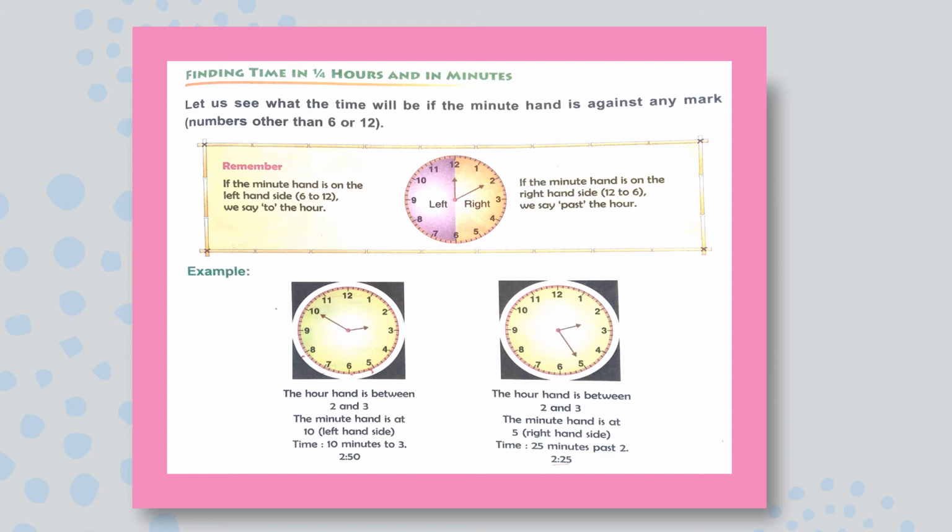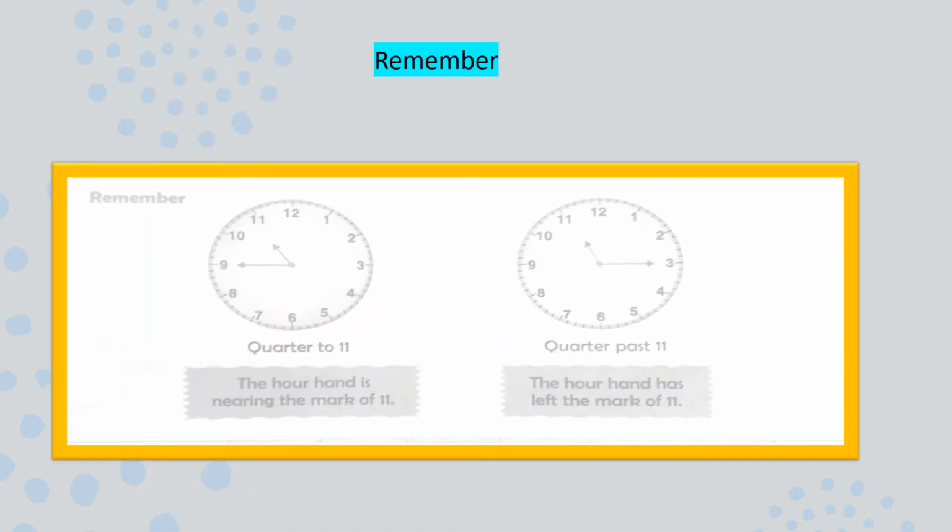Next example. The hour hand is between 2 and 3 and the minute hand is at 5, that is on the right hand side. The time is 25 minutes past 2, that is 2:25. Remember, quarter to 11 means the hour hand is nearing the mark of 11. Quarter past 11 means the hour hand has left the mark of 11.